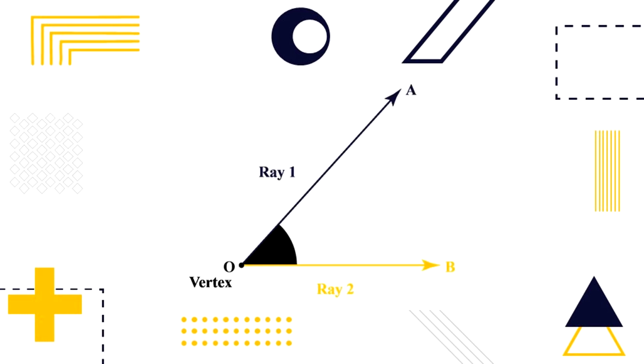To get a better grasp of the topic, let's take a look at this figure to see exactly what happens. Ray OA and OB are connected on a common endpoint O, which is then subsequently going to be the angle AOB's vertex, according to its definition.